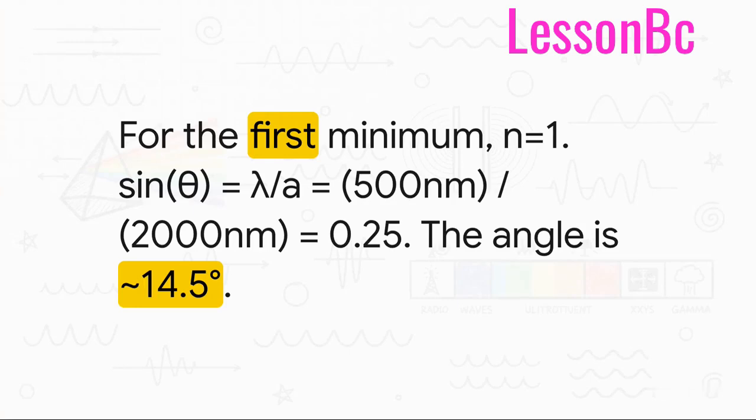Okay, so for the first minimum, our n is just 1. We just plug our numbers right into the formula. The sine of the angle is going to be the wavelength divided by the slit width. That works out to 0.25. Then we just take the inverse sine of that, and we get an angle of about 14.5 degrees.